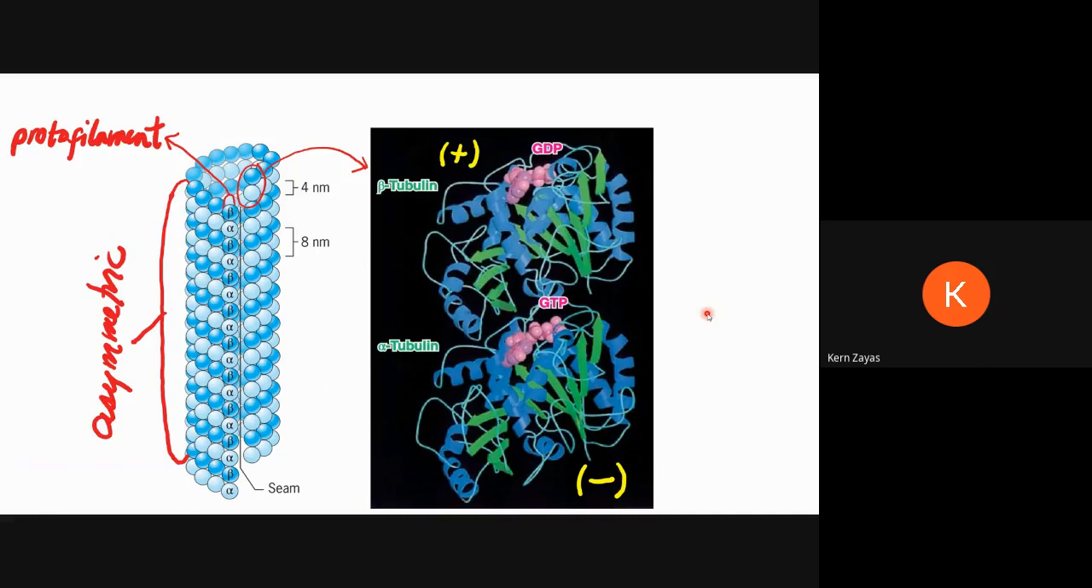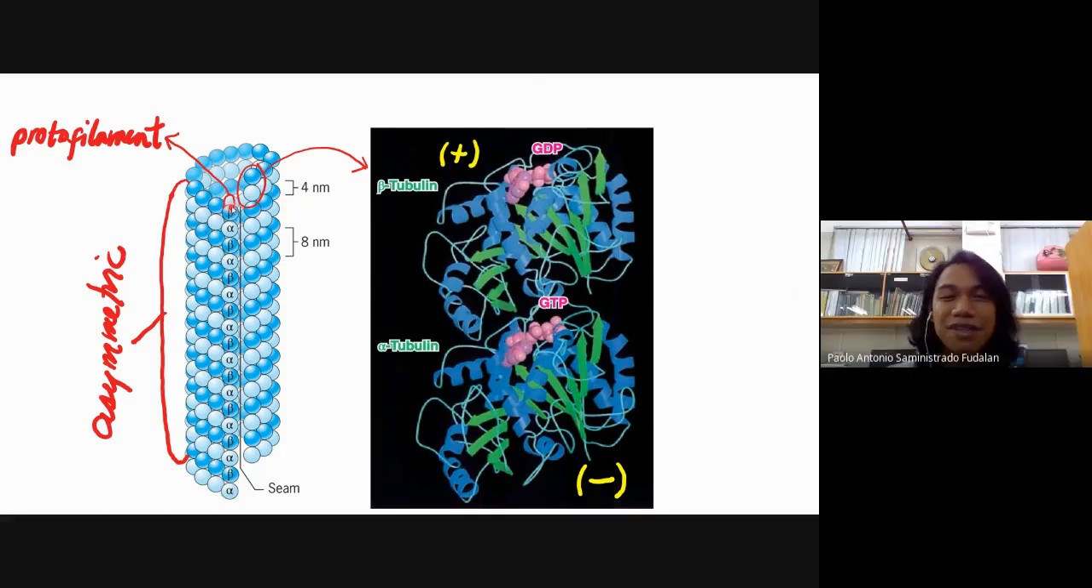It is a microtubule, sir. Then it is composed of 13 alpha and beta tubulins. Then it is rod-like in shape and it is hollow, sir.